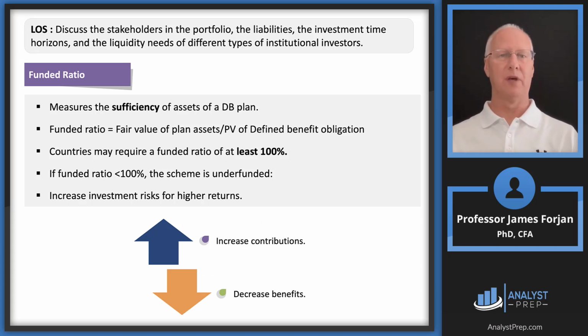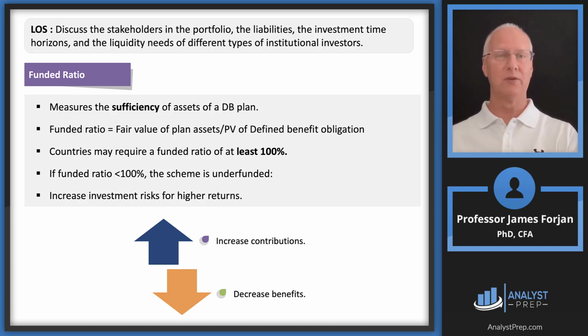Here's a quick slide about this funding ratio. So look at the second bullet point, fair value of the plan assets, which I just said a moment ago. Those are present values, right? And then the present value of the defined benefit obligation. Some countries may require a funded ratio of 100%. If it's less than 100, then of course it's underfunded. If it's over 100%, then it is overfunded. And then we have this scenario where we can manage the surplus a little bit differently than we can manage the fully funded status. So what happens if we run into problems?